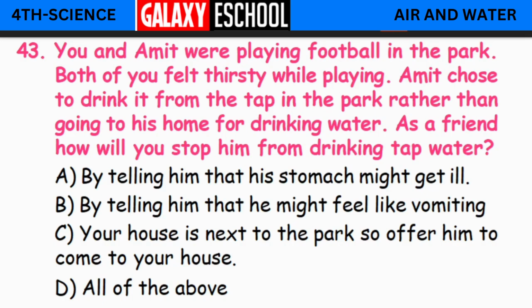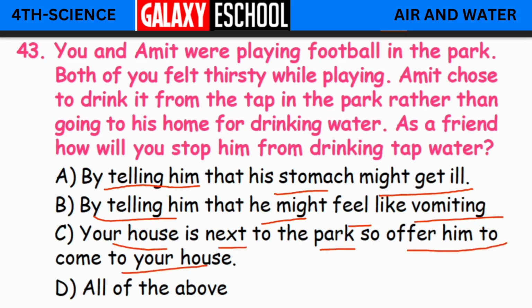The options are: A, by telling him that his stomach might get ill; B, by telling him that he might feel like vomiting; C, your house is next to the park, so offer him to come to your house; or D, all of the above. All of the above. Why? Because we have to tell our friend that the tap water will not be pure. It may contain some type of dust or germs. So our stomach may get ill and we may feel like vomiting after drinking it. And if your house is next to the park, you can invite him to come to your home and drink the water. So all the above options are the correct one. Clear?